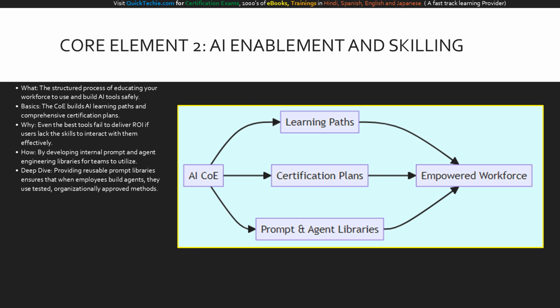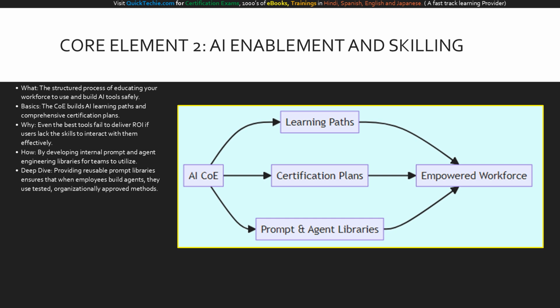By maintaining internal prompt libraries, the COE ensures that when employees build or interact with AI agents, they are using tested, organizationally approved methods that align with your business strategy. Taking a look at this enablement flow, you can see the AI COE on the left acting as a powerful educational engine. It pushes out three specialized resources: structured learning paths, formal certification plans, and curated prompt and agent libraries. Notice how all three of these parallel pathways converge into our final goal on the right: an empowered workforce.